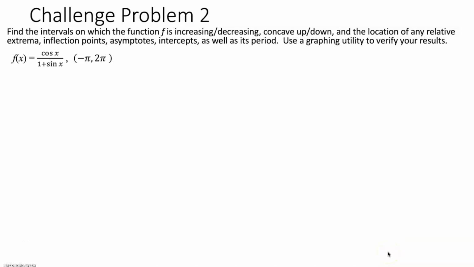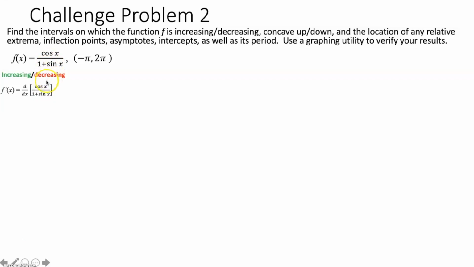We're doing all the same stuff, except this time we got some trig in here. First thing we're going to figure out are the intervals on which the function is increasing or decreasing. To do that, we got to figure out what the critical numbers are. Remember, critical numbers occur wherever the derivative of your function is either equal to 0 or does not exist. So we need to figure out what the derivative of this function is.